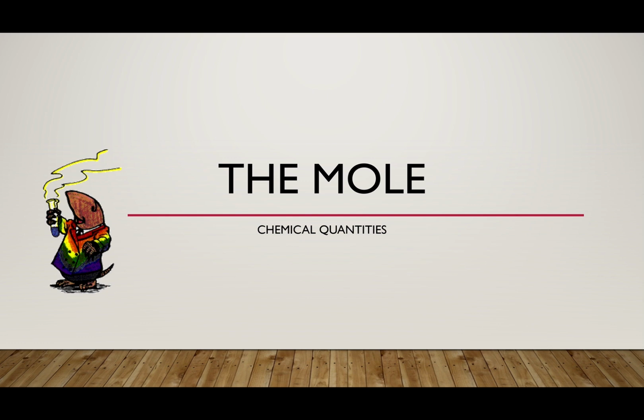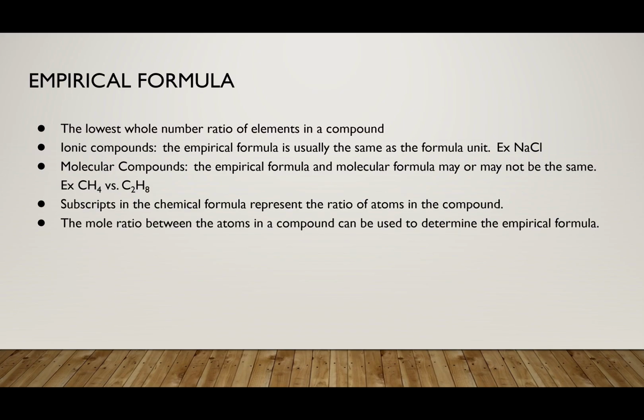Hi everyone. Let's continue discussing chemical quantities, and today we're going to look at what are called empirical formulas. An empirical formula is just the lowest whole number ratio of elements in a compound. For example, ionic compounds, where we have two ions joining, their empirical formula is usually going to be the same as the chemical formula that we're saying, since ions always join at the lowest whole number ratio. So, for example, sodium chloride, NaCl, has a 1-to-1 ratio.